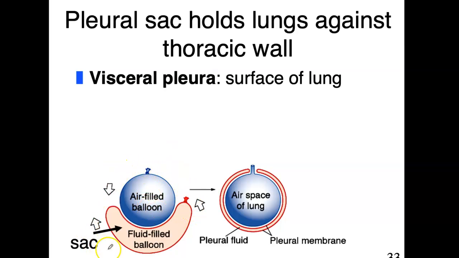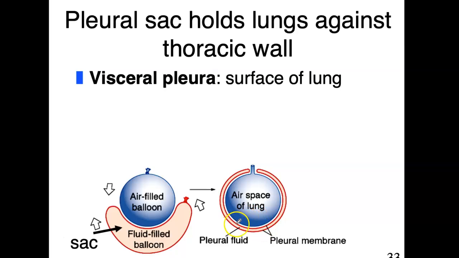So look at this picture here. Imagine a fluid-filled balloon and an air-filled balloon. For the air-filled balloon, you're talking about the lung. For the fluid-filled balloon here, we're going to squish it down and make it surround that space of the lung. And that is the pleural membrane, or pleural membranes.